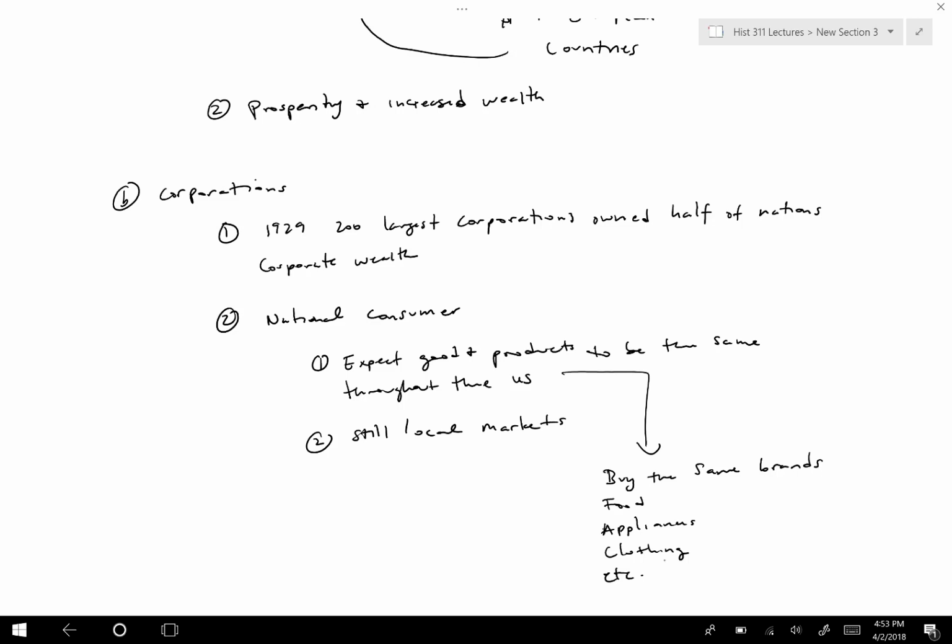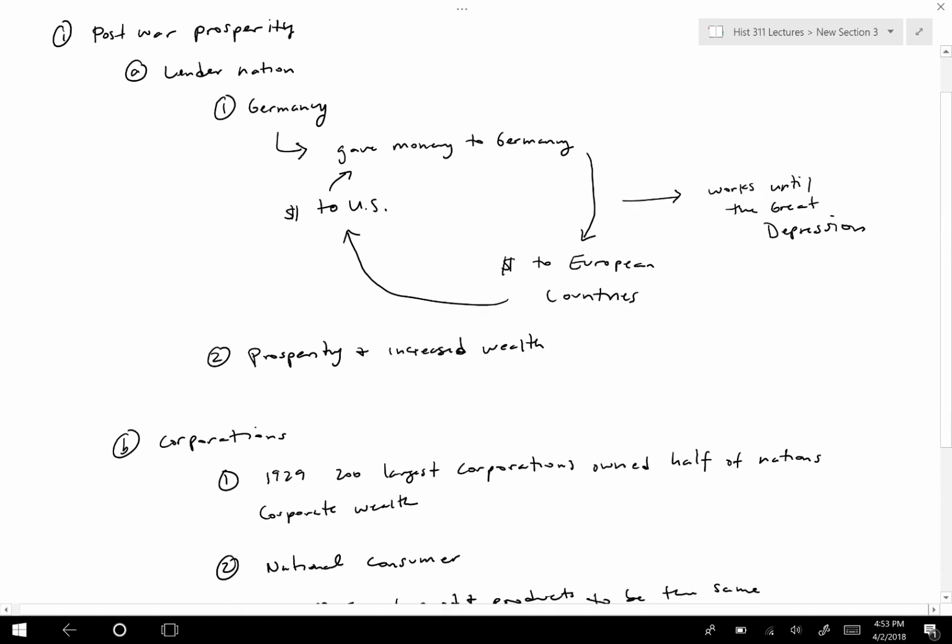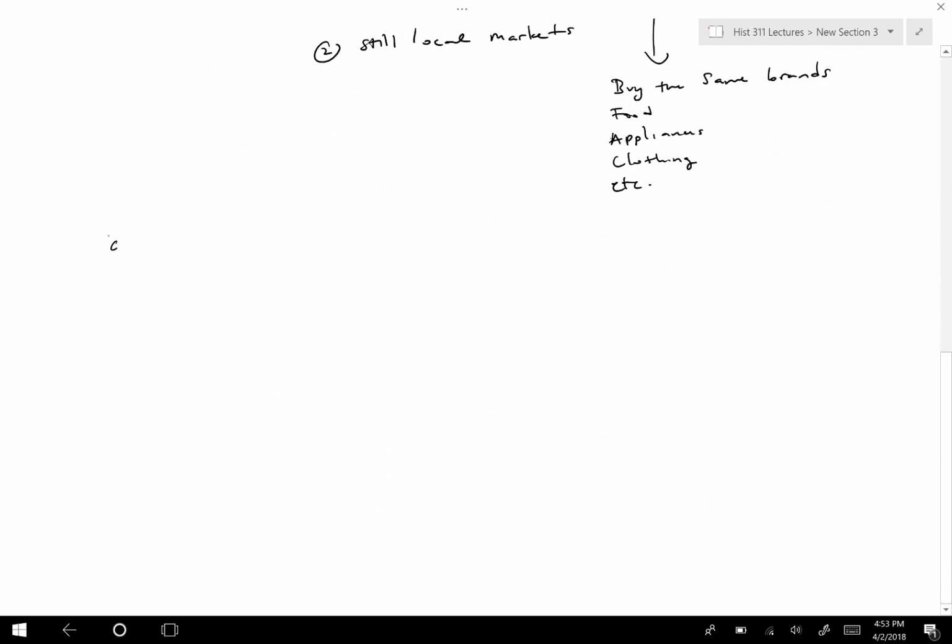Okay, the next part is looking at the auto age. This is also the period of the car and the expansion of the automobile being available. During the 1920s, the U.S. made about 85% of world passenger cars. So the U.S. was the major car manufacturer of the time. 85% total made here.